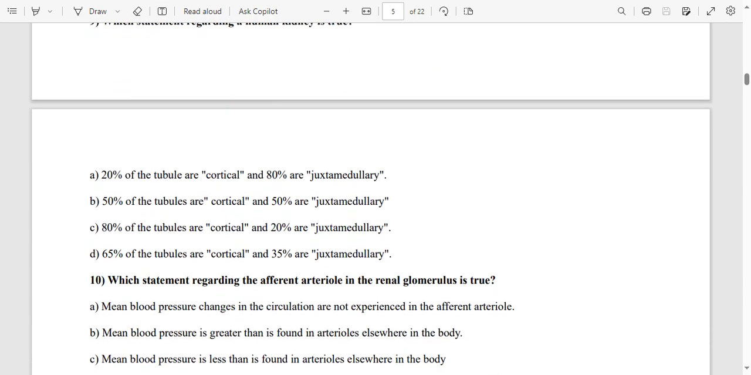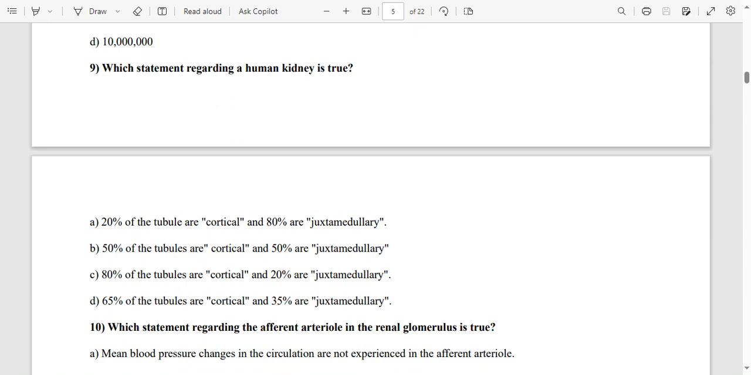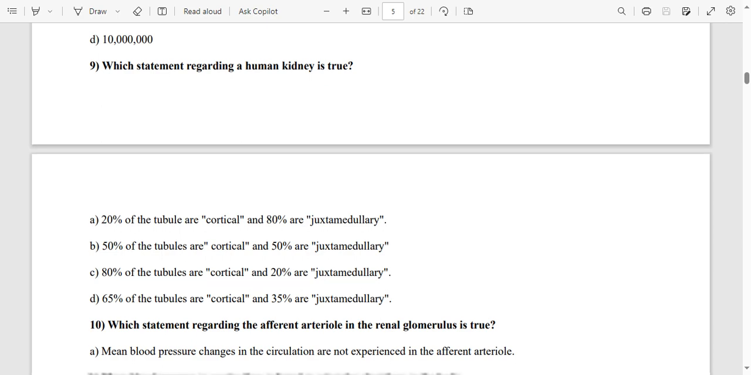Number 9. Which statement regarding a human kidney is true? Okay, this one. Which one can you pick? You are comparing the cortical nephrons and the juxtamedullary nephrons. Which ones are abundant? Yeah, the cortical ones are more abundant than the juxtamedullary ones. So that's 80% to 20%, option C.